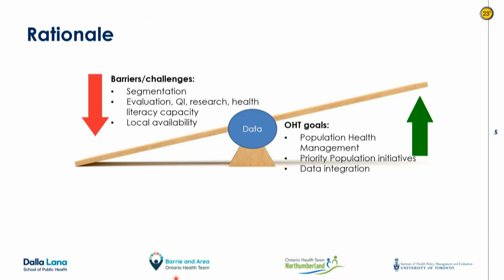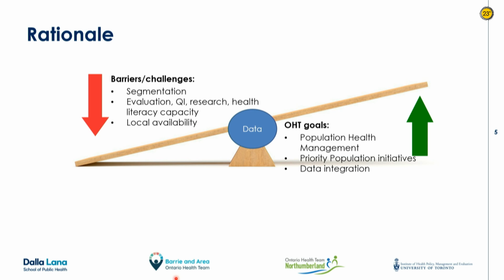So OHTs have various needs depending on their cohort and the level of maturity, but for many there are common goals and associated challenges that exist. So for example, all OHTs have the mandate and the desire to engage in population health management, but in order to do this, you really need to grasp the complexities of your population and engage in segmentation, or separating your population into distinct groups based on the specific health needs.